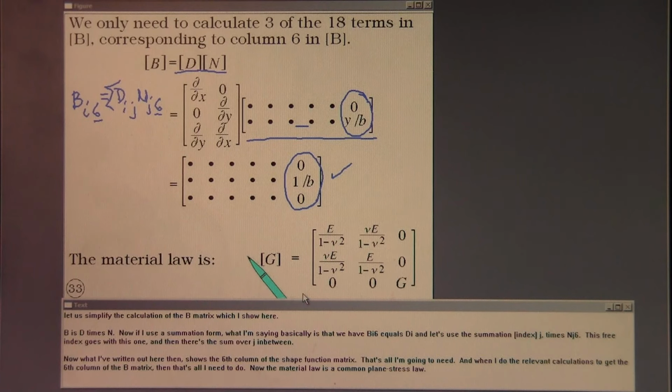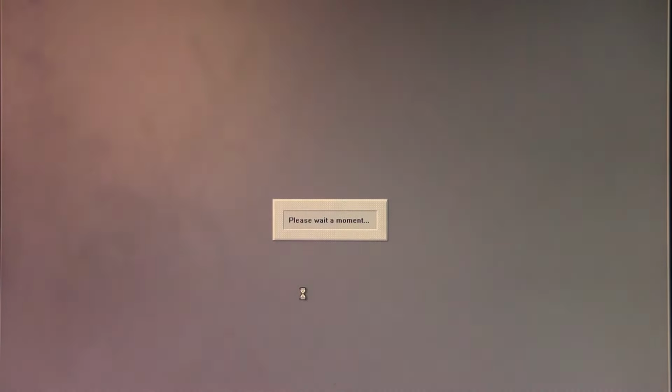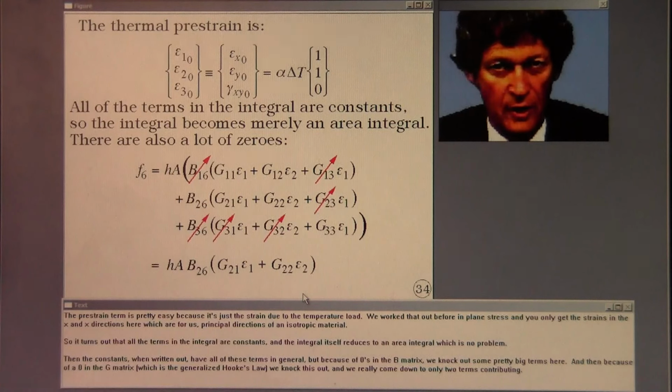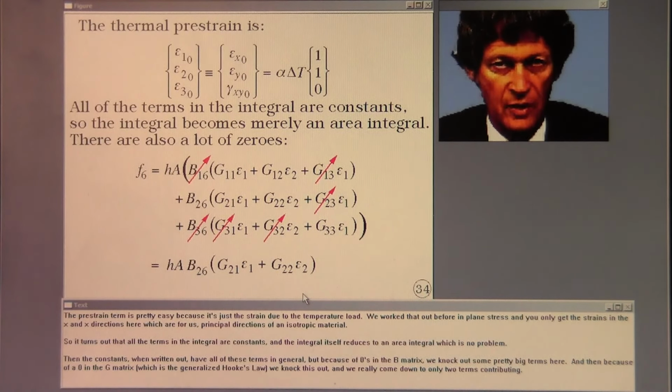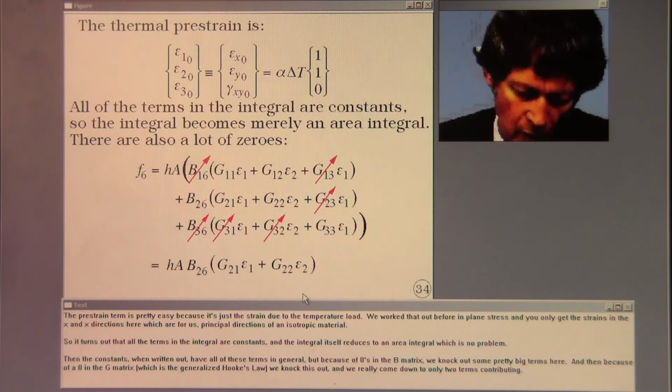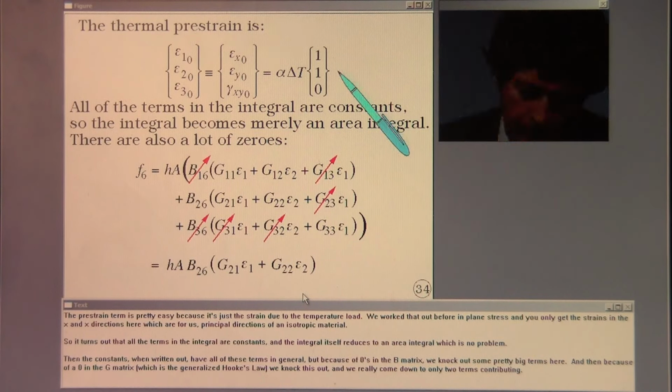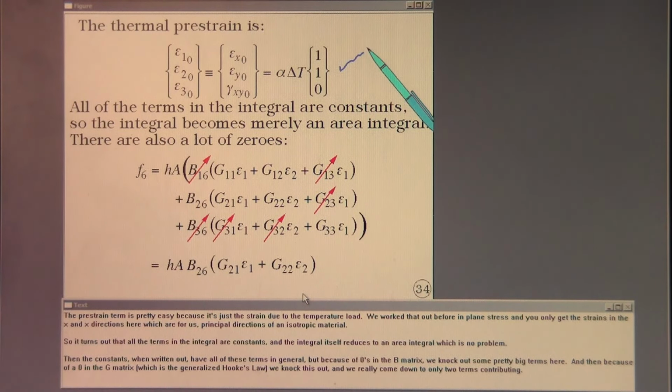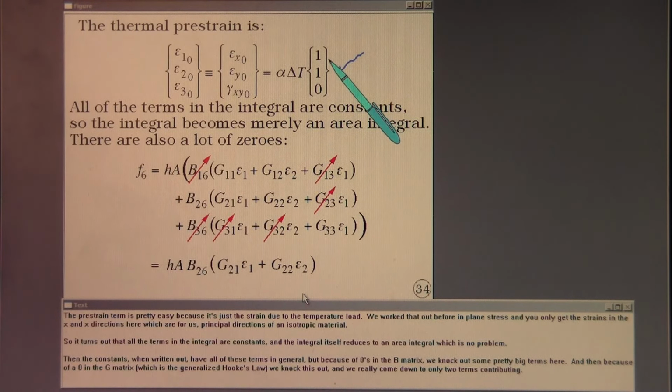Now the material law is a common plane stress law. The pre-strain term is pretty easy because it's just the strain due to the temperature load. We worked that out before in plane stress, and you only get the strains in the X and Y directions here, which are, for us, principal directions of an isotropic material. So it turns out that all the terms in the integral are constants, and the integral itself reduces to an area integral, which is no problem.